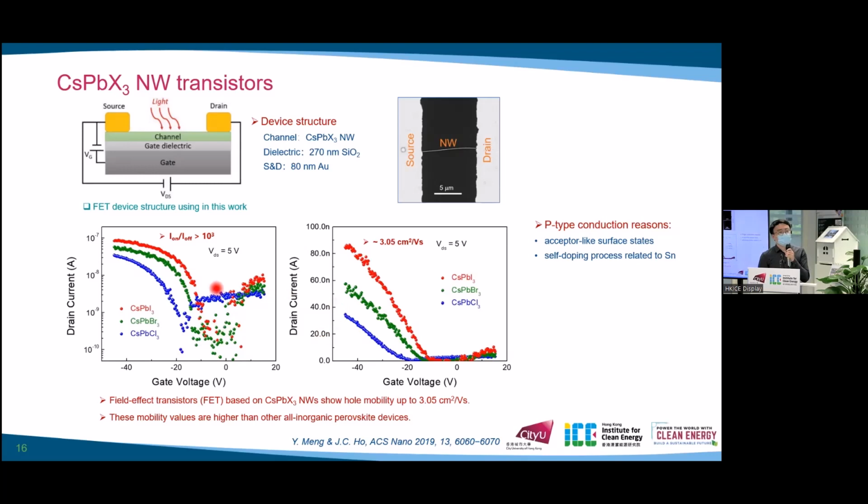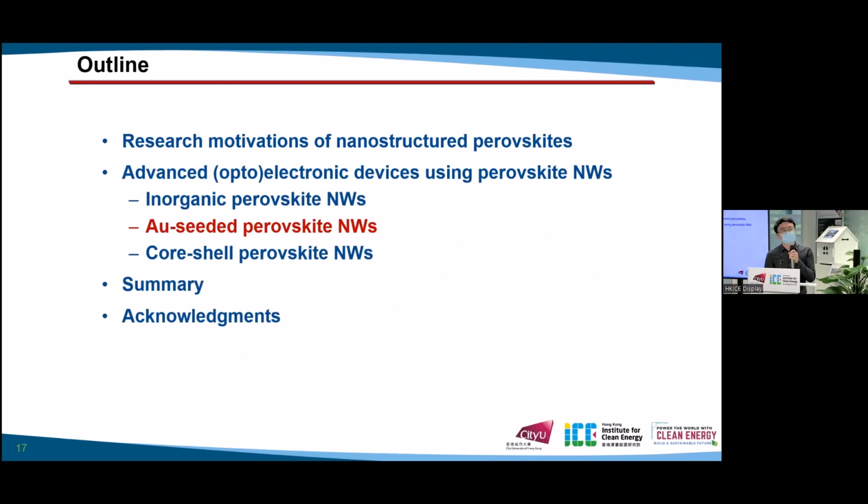From the transfer curve, we can also see the typical P-type conduction behavior, and it's mainly because of the acceptor-like surface state and the self-doping process related to tin impurity dopings. In the next work, to avoid the tin impurity dopings, we use gold catalyst to grow the fluorescent nanowire.